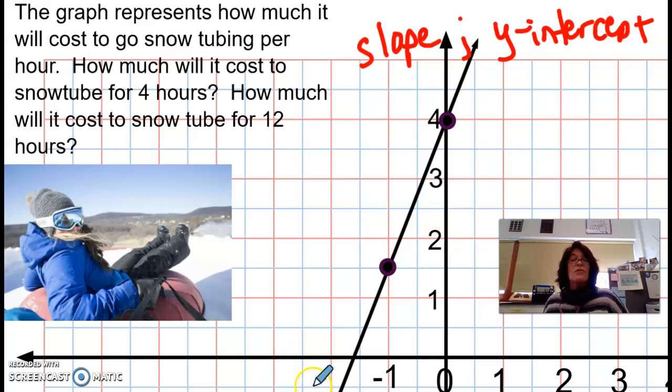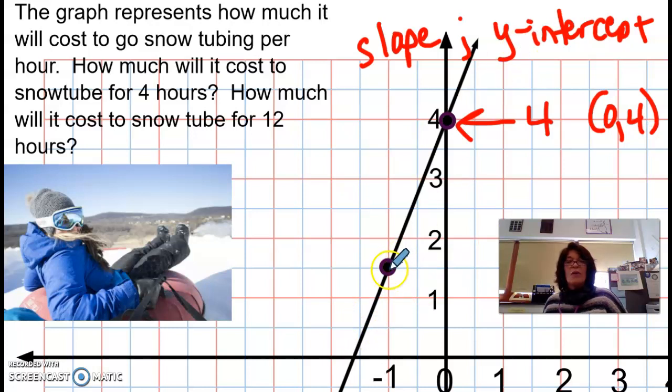Since they are so nice to graph this for us, it represents how much it will cost to go snow tubing per hour. Okay, so let's look. The y-intercept is kind of blaring out at me, right? My line is crossing the y-axis at 4. Or if we want to be technical here, (0, 4). Okay, there's my y-intercept.